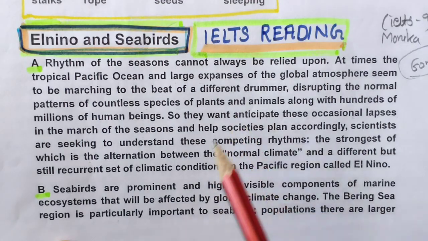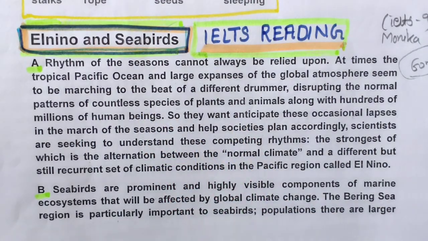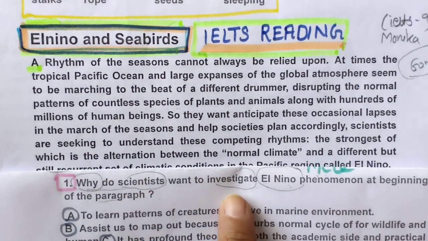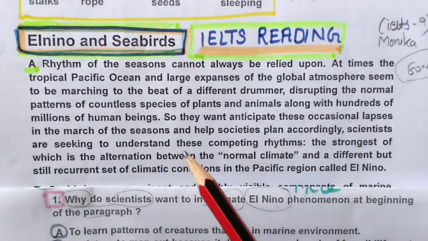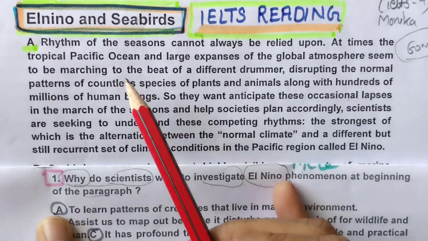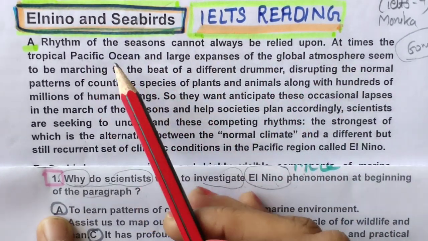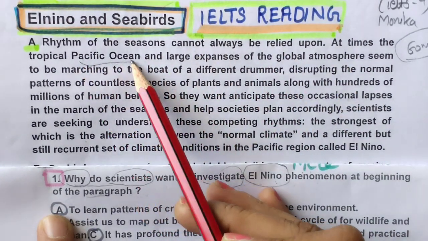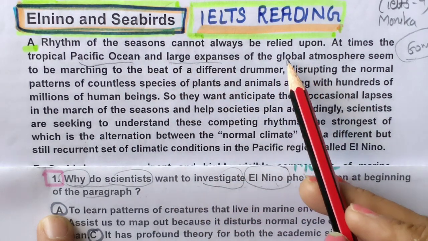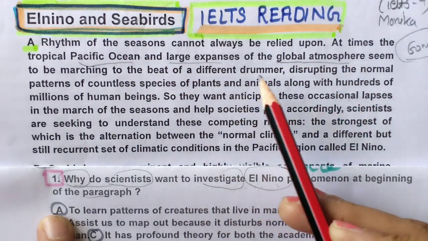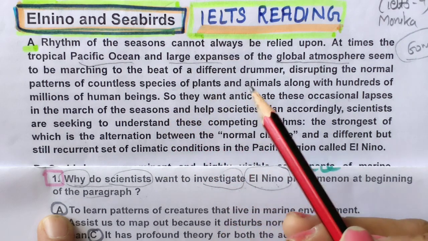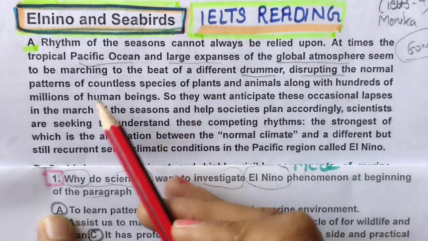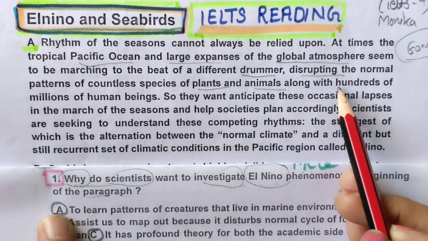So this is the first paragraph, A paragraph. Let's look at the words scientist, investigate and Nino phenomenon. You also try to find it. Side by side you have to underline or circle the important things, whatever you think can be useful in the next question for finding the keywords. I'm not trying to read everything here.